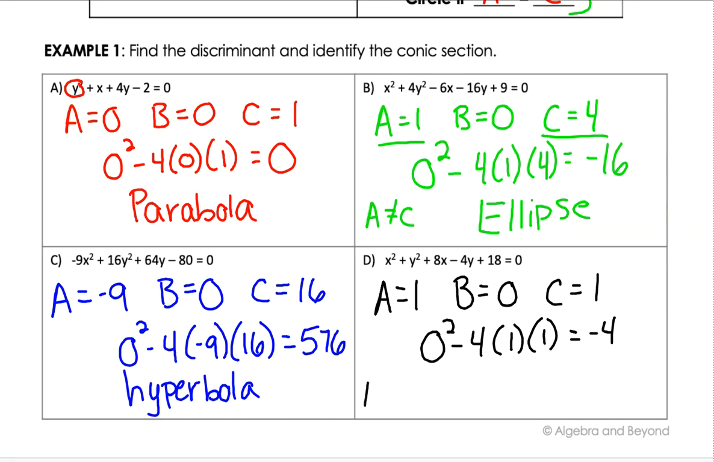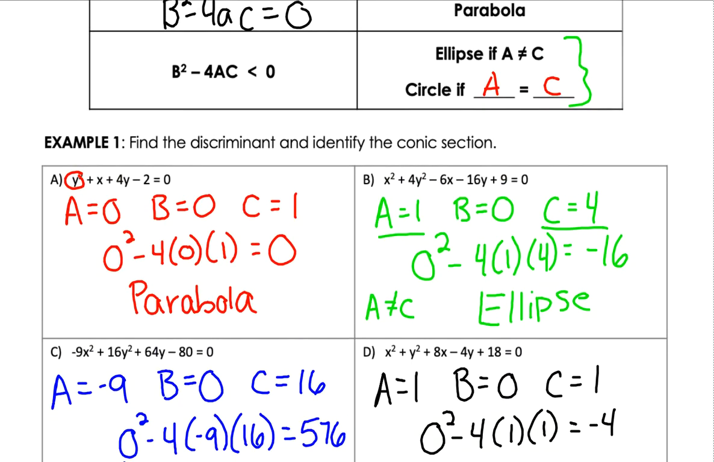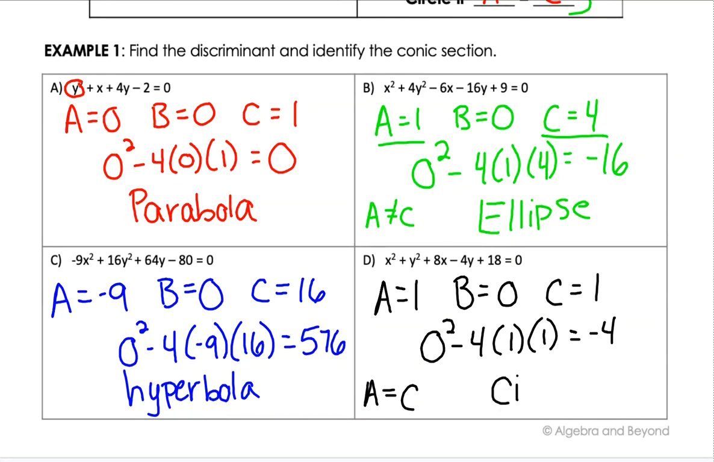In this case, my a is equal to the c. They're both 1, the coefficients on those terms. So that means that I am working with a circle. So one thing we can do from general form is we can determine what kind of conic section we're looking at. So what we're going to do next is we're going to start with a circle.